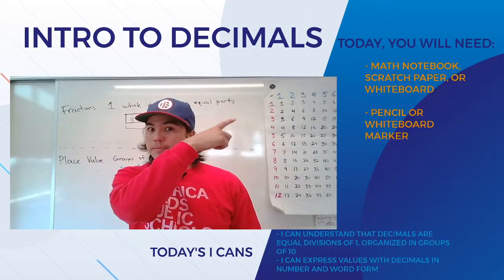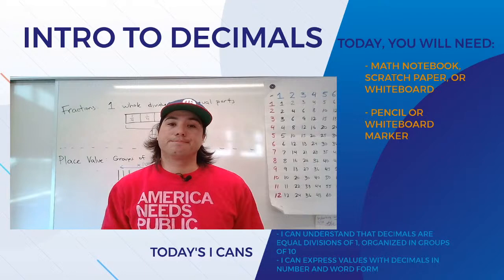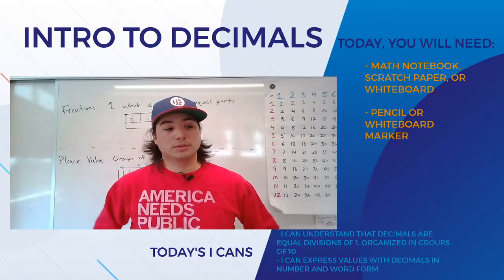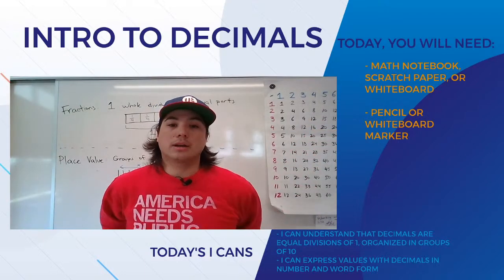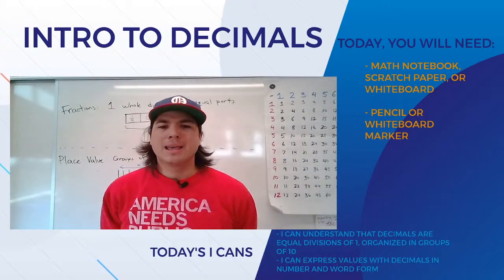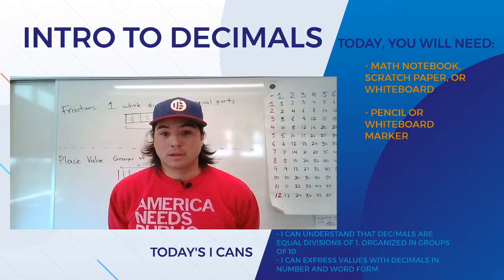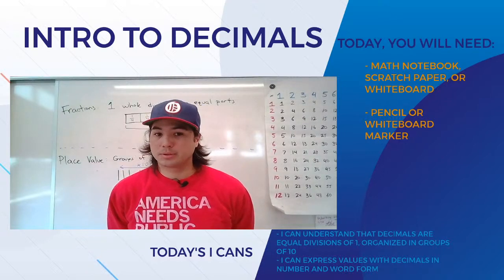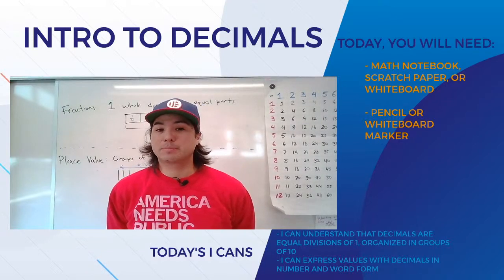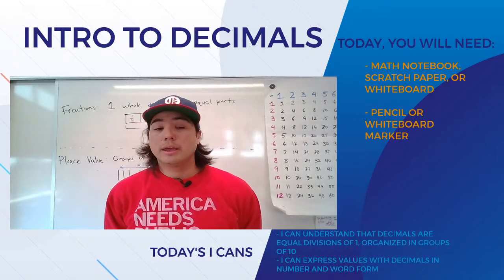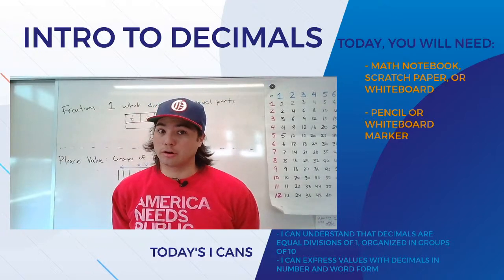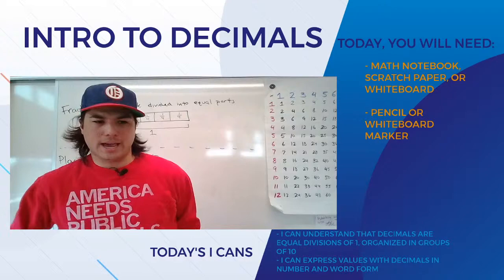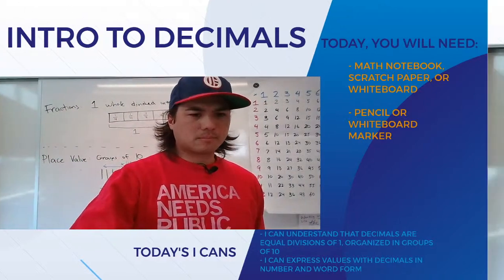Here's what you're going to need. Something to write on, something to write with, the usuals. And then down here, there's our I cans. I'll read them out for you. I can understand that decimals are equal divisions of 1 organized in groups of 10. And I can express values with decimals in both number and word form. Let's get right into it.